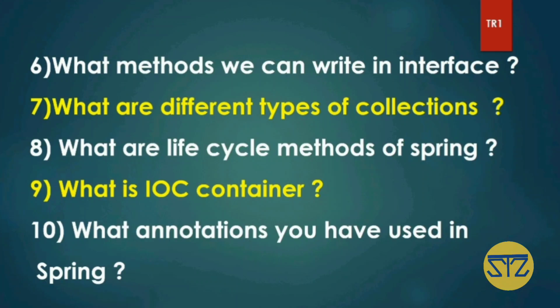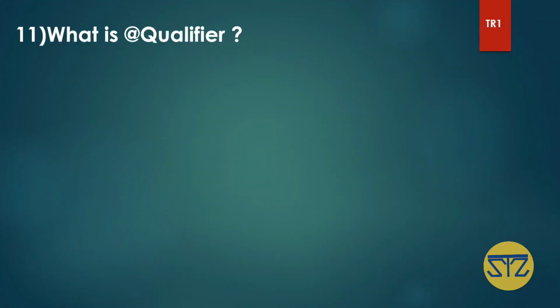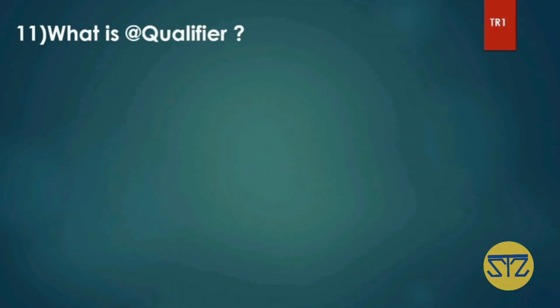And next one is RequestMapping. So this is used to map to the Spring MVC controller method. Next one is ResponseBody. So this is used to bind the HTTP response body with a domain object in the return type. Now the next question is what is the Qualifier annotation?